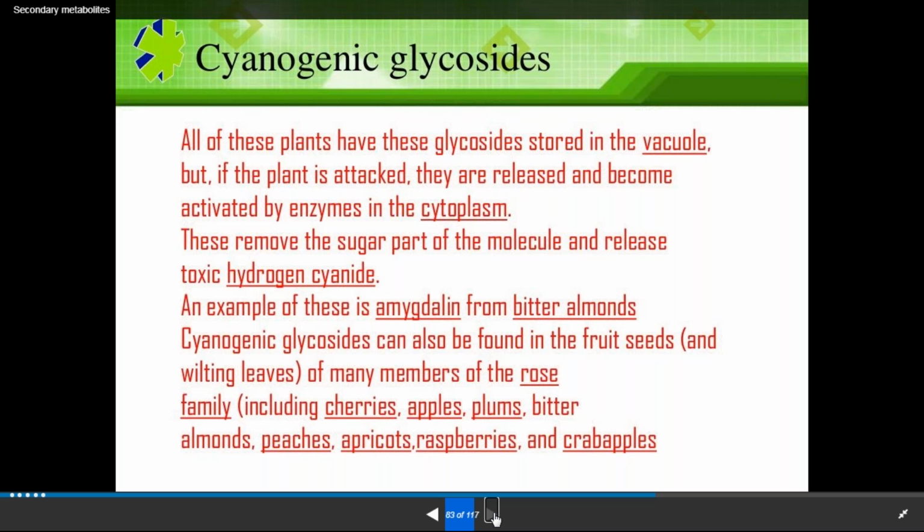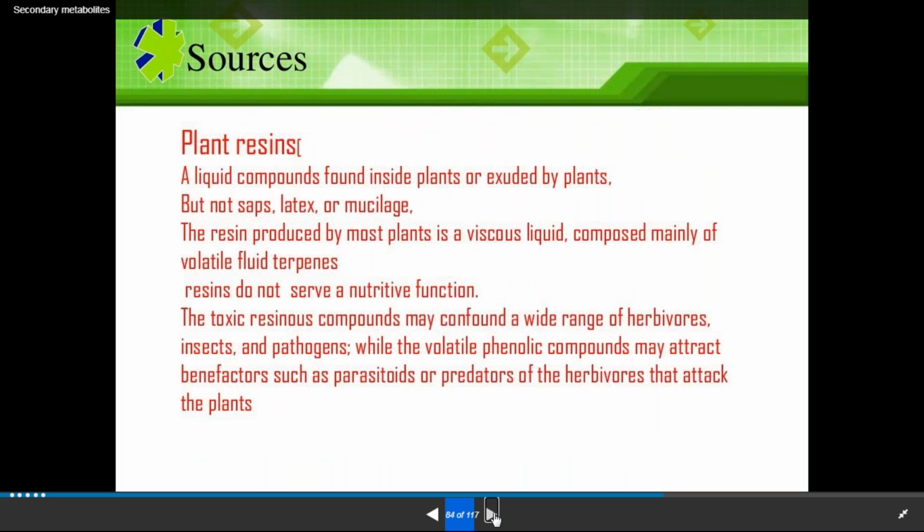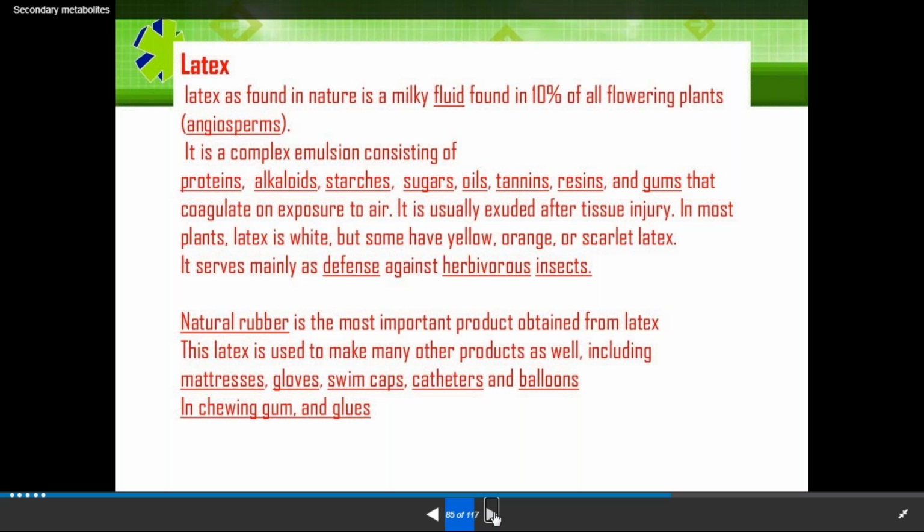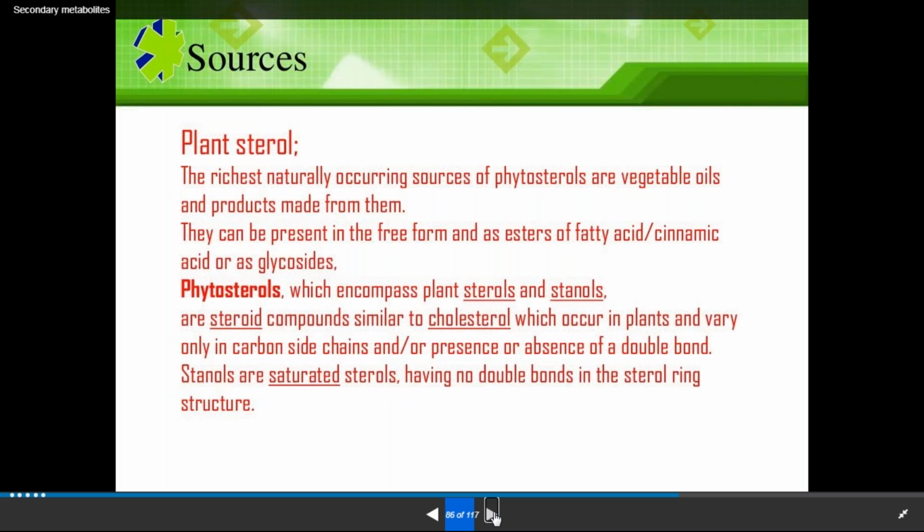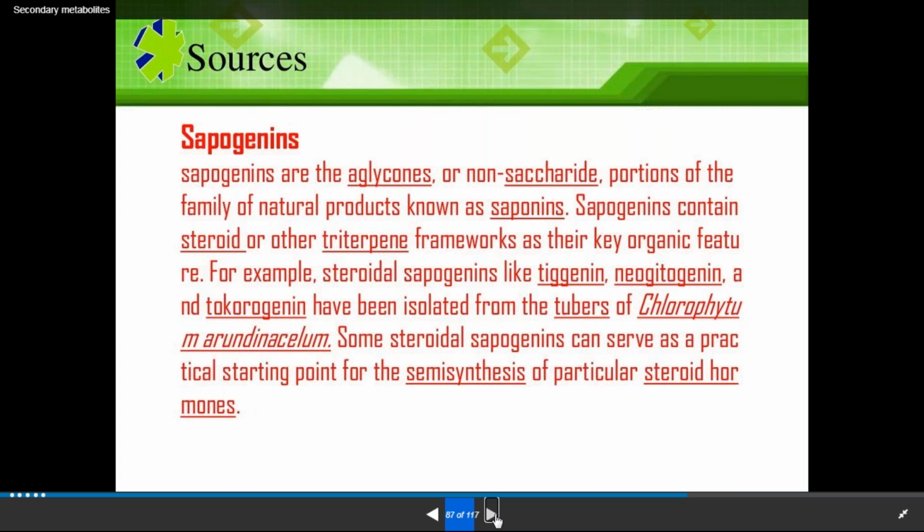So based on the linkage, we have seven. Next comes resins. Usually they occur as latex, or milky fluids. Then phytosterols or steroids, which encompass sterols. They are steroidal compounds similar to cholesterol. They occur in plants and have carbon side chains with or without a double bond.